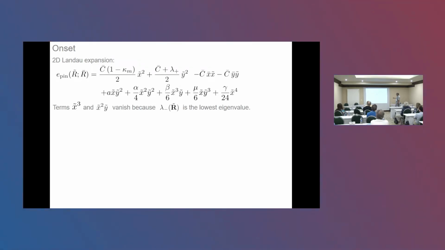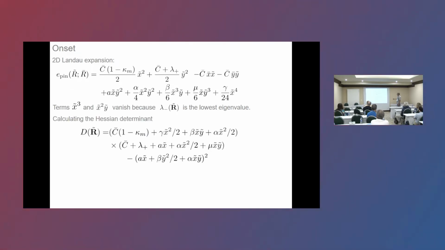Not all terms we should write, because the cubic term and this term are not there, because by our definition lambda minus is the lowest eigenvalue. If we had this or that term, then there would be another point where lambda minus is even lower. So these terms are not written here because they're absent. Now we take the matrix of second derivatives and calculate the determinant. This bracket is the second derivative over x, this is the second derivative over y, and this is the mixed derivative squared.